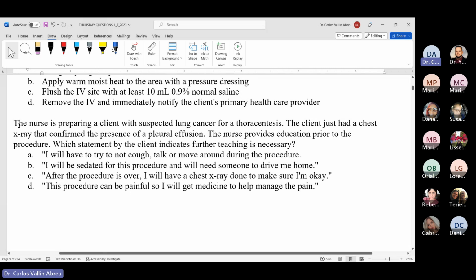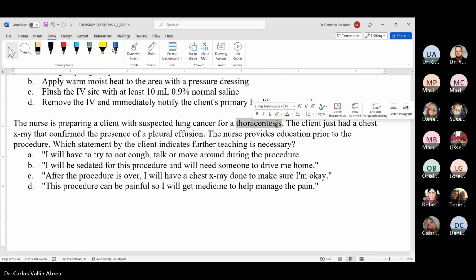Thank you. My pleasure. The nurse is preparing a client with suspected lung cancer for thoracentesis. You know what that is? It is a puncture of the pleural space with a needle and a catheter with the intention of removing liquid. The client just had a chest X-ray that confirmed the presence of a pleural effusion. The nurse provides education prior to the procedure. Which statement by the client indicates further teaching is necessary?